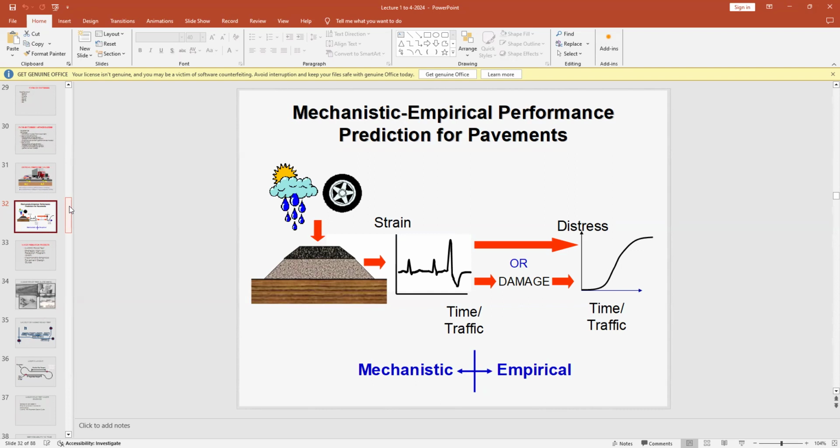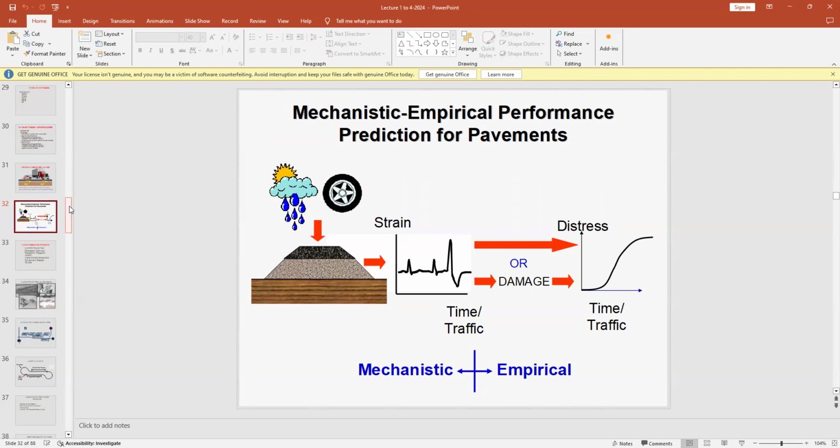You must be wondering, when we started discussing distresses, we had three types of distresses: the fatigue cracking, the rutting, and the thermal cracking. But at the same time, I've told you that thermal cracking is not a structural failure of the pavement. That's why when you analyze the strain, you are not realizing it for the thermal cracking, right?